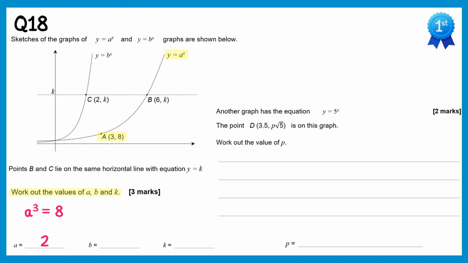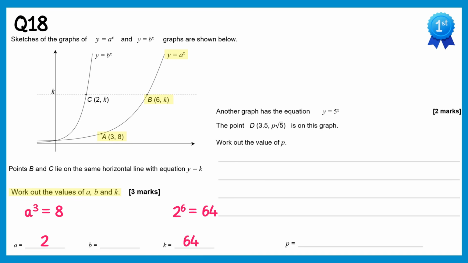Now let's look at the point B, which has coordinates (6, k). We know this also lies on the line y equals a to the power x, but we just found that a was equal to 2. So the equation of the line is actually y equals 2 to the power x. And we know the x coordinate for point B is 6, so to find the y coordinate we do 2 to the power 6, which is 64. So the y coordinate of that point is 64, in which case k is 64.